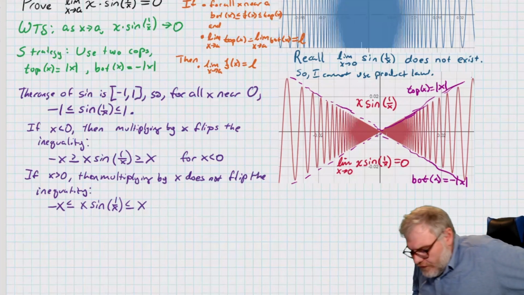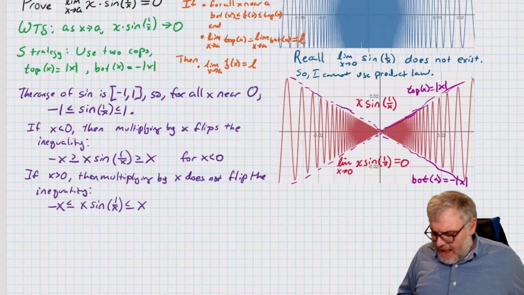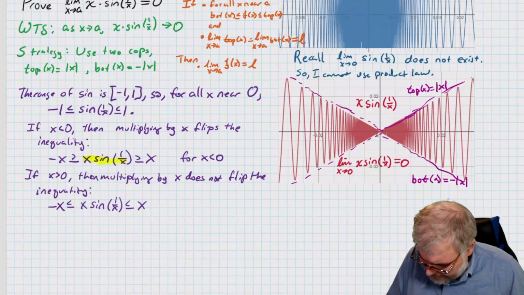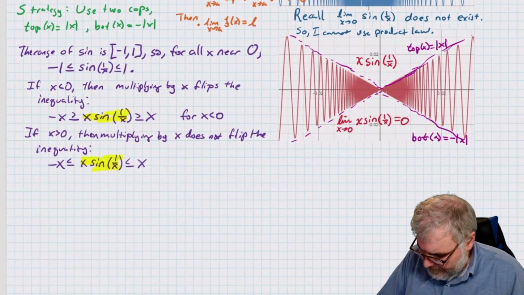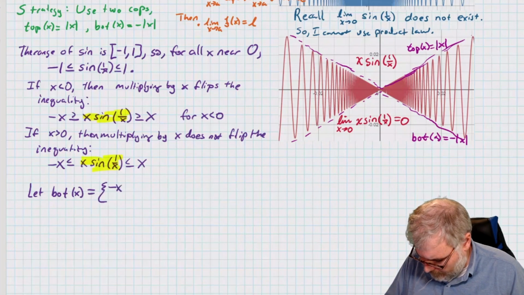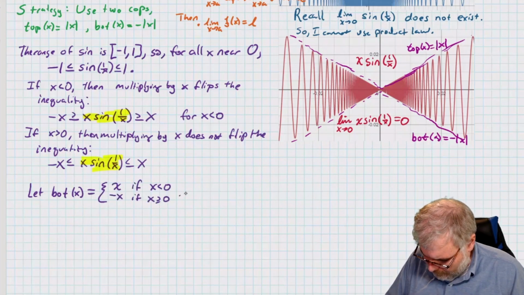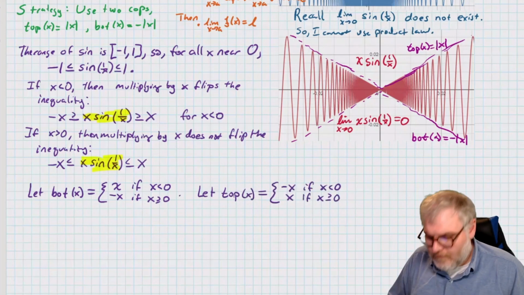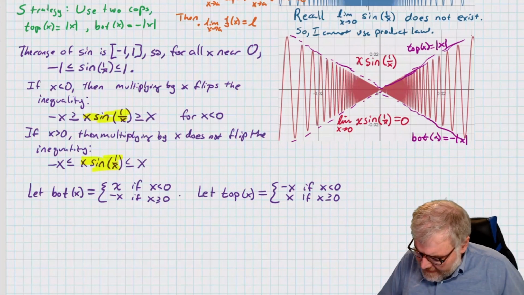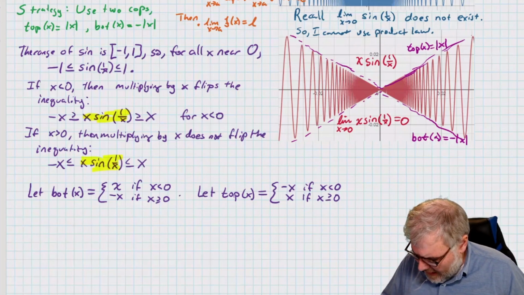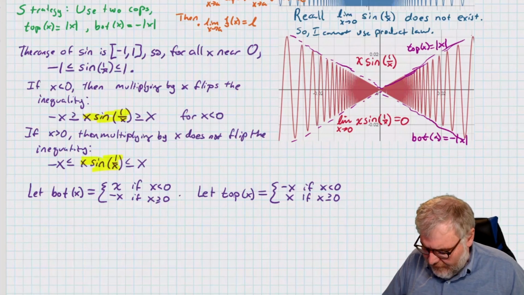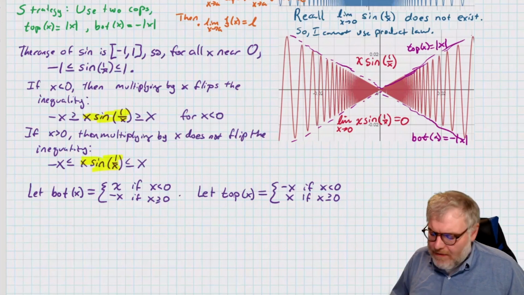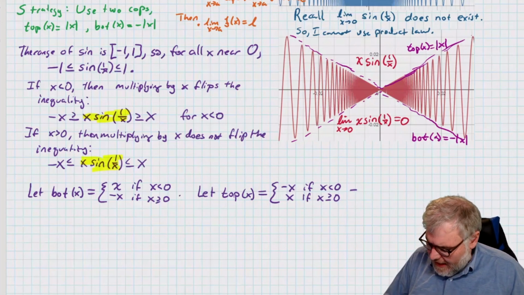So I now have shown that the thing I want in the middle is my f. This is the thing I want. So now I'm going to construct my bot and my top. So now I have a bot and a top that work, right? If x is less than 0, negative x is on top. If x is greater than 0, then x is on top. And likewise, bot would be x if x is less than 0, and negative x if x is greater than or equal to 0. Now, it turns out that this right here equals the absolute value of x.